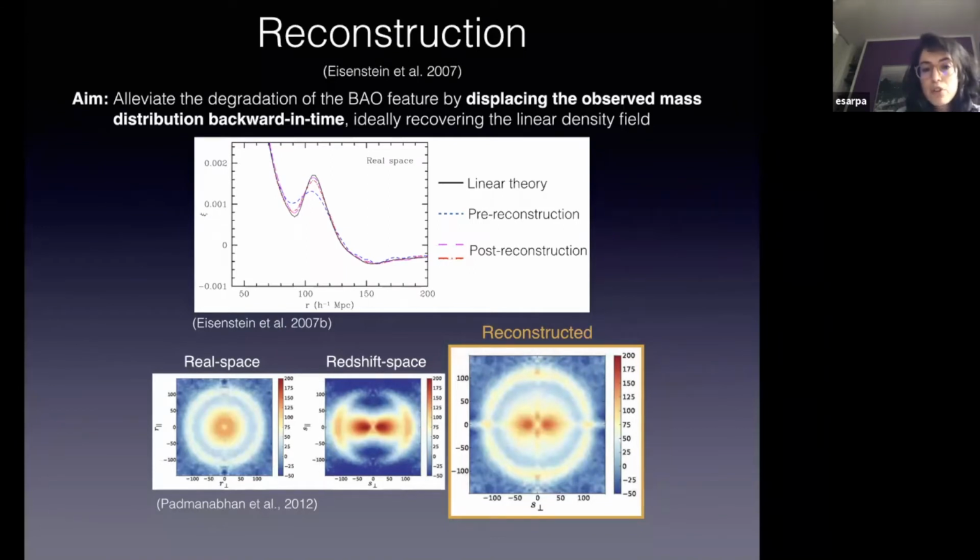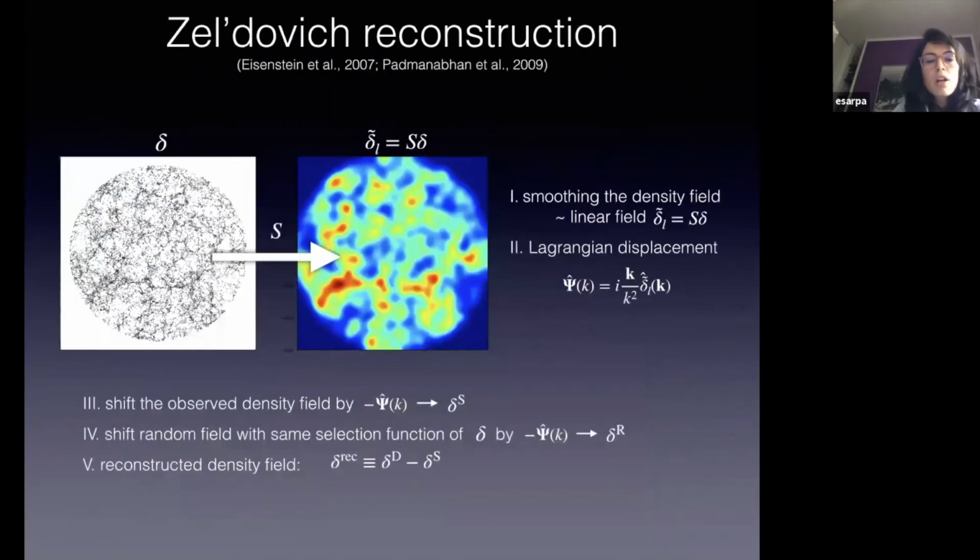So the aim of reconstruction is to alleviate both those effects by going backward in time and displacing the galaxies back to the real space position in the linear regime. The standard Zeldovich reconstruction, introduced by Eisenstein in 2007, simply works by providing an estimation of the linear density field, starting from the observed density field.